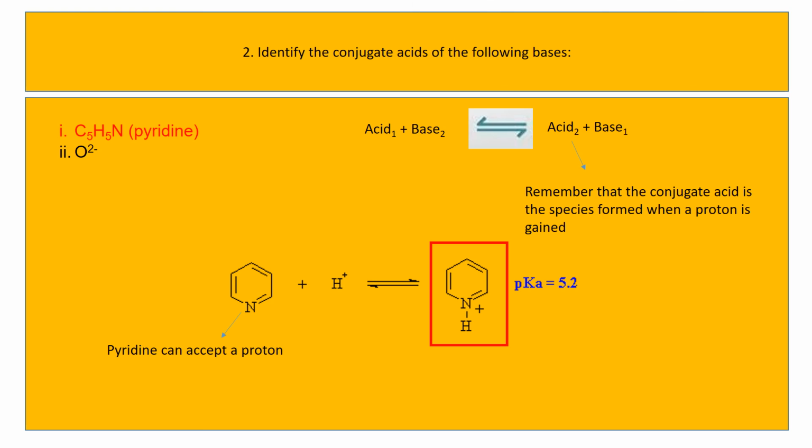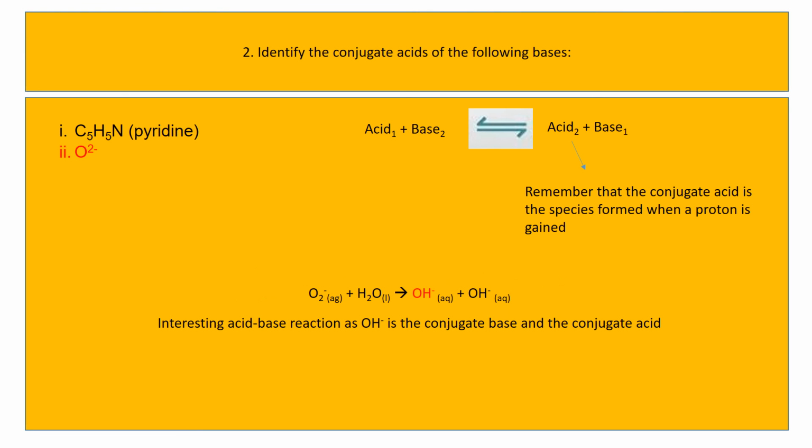In question 2, we're asked to identify the conjugate acids for the following bases. So remembering that the conjugate acid is the species that's formed when a proton is gained. So first of all, pyridine. Pyridine is able to accept a proton in the manner shown in the red box there. And O2 minus can accept a proton. This is an interesting reaction because here OH minus is both the conjugate acid and the conjugate base.